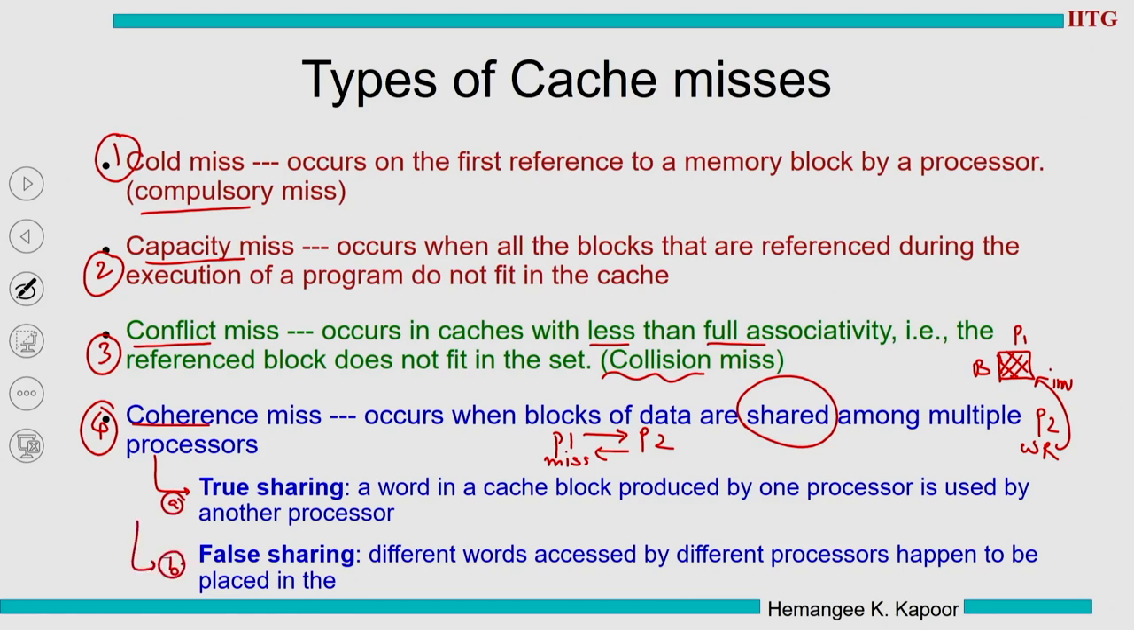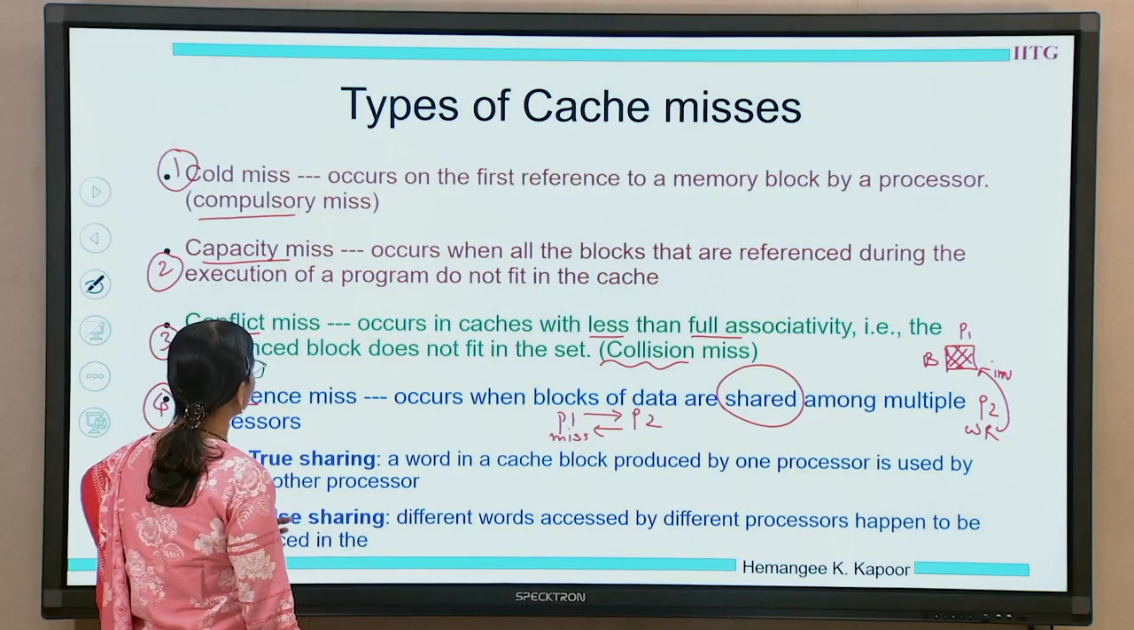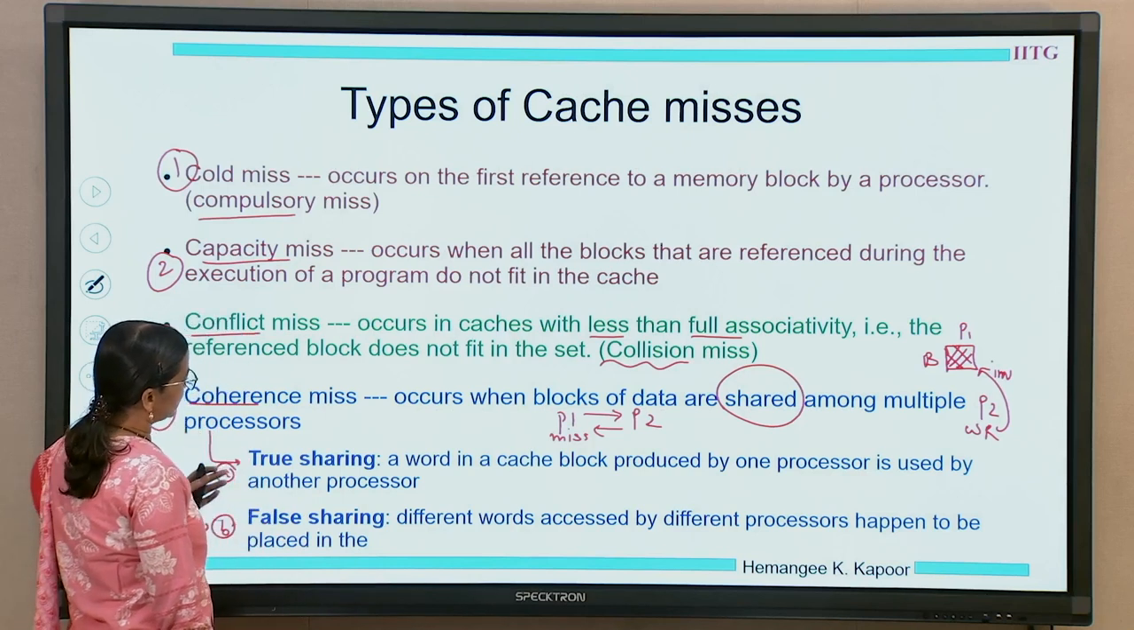True sharing, as the word says, means that the miss which P1 incurs was required for the correct execution of the program. In the sense, the words in the block which P2 accessed and changed, P1 will use in future. That is, the changes of P2 are required for P1's correctness. And if this is not the case, it is the false sharing miss. We'll take an example in the next slide. So right now, let us read the definition.